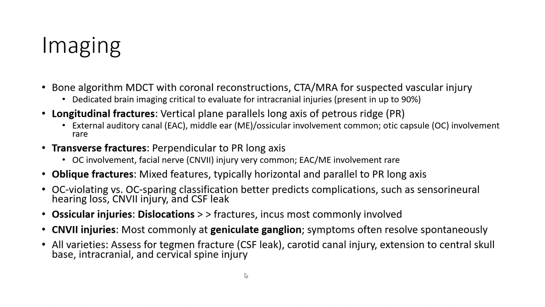In the imaging, bone algorithm and thin-section CT with coronal reconstruction, CTA or MRA for suspected vascular injury. Related brain imaging is critical to evaluate for intracranial injury, present in up to 90%.